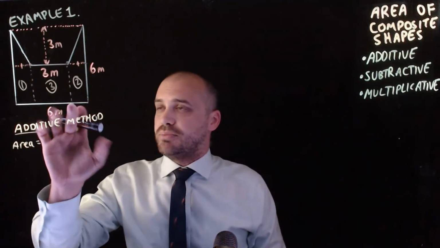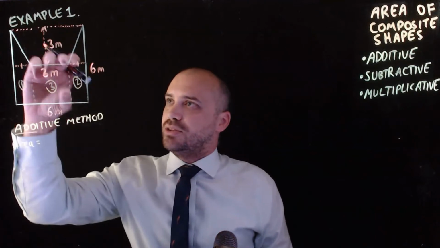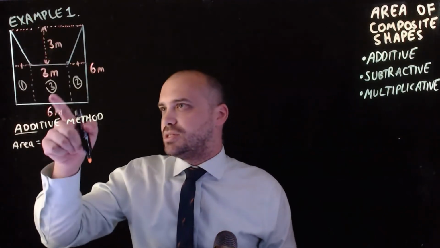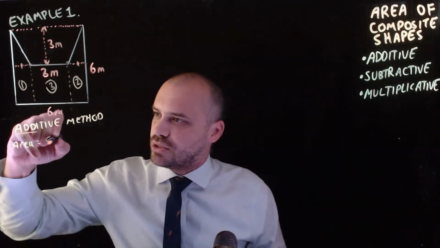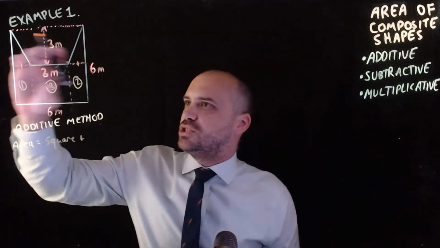Now, I'll start with shape 3 here. This length here is 3 meters, and this length here, because that's 3 meters, that length is also 3 meters. So that means that shape 3 is actually just a square. So area equals the square plus, and then what are these shapes here?